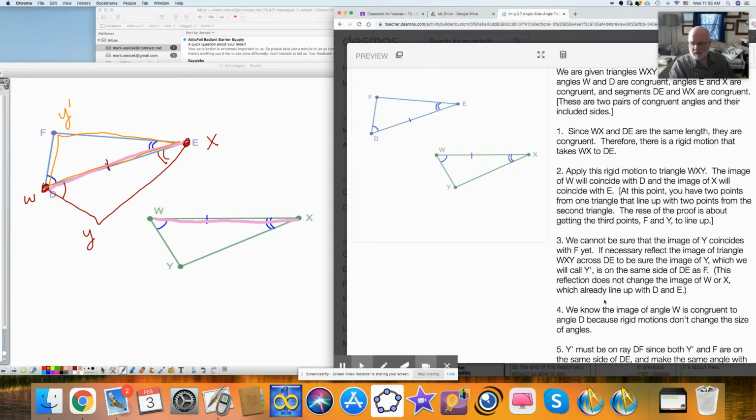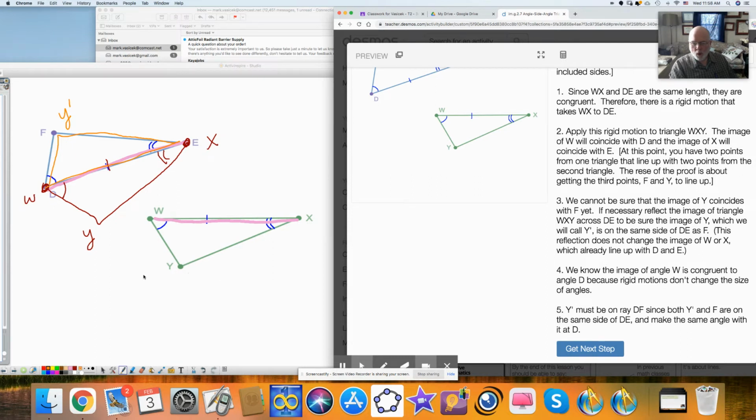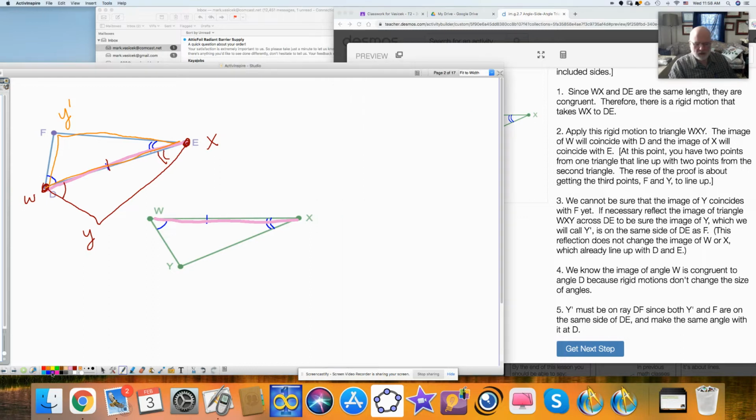But the next step says Y prime up here has to be on the ray DF. Why? Because we know it's on the same side of DE because we reflected it, and because it's by the same angle as this angle. So it's on this ray. I don't know yet that it corresponds with F, but I know it's on the same ray.